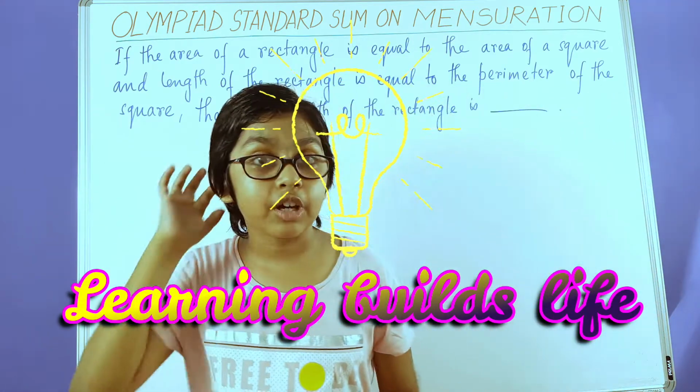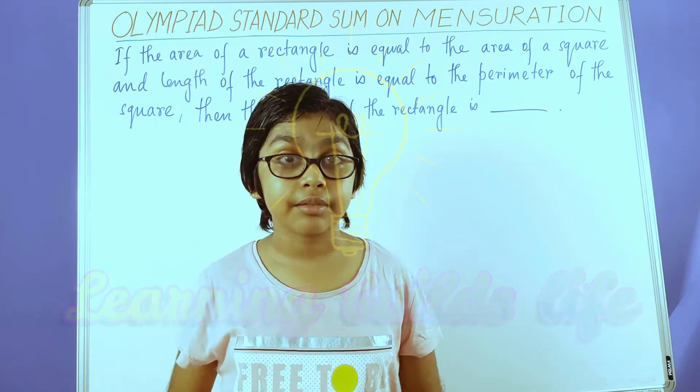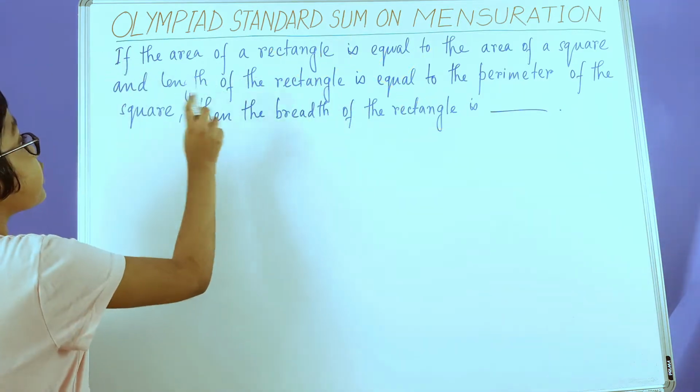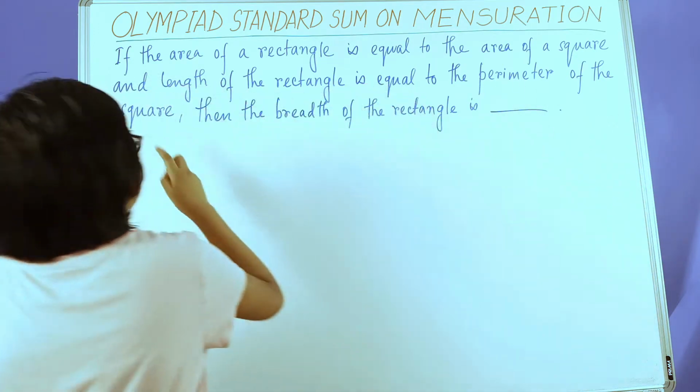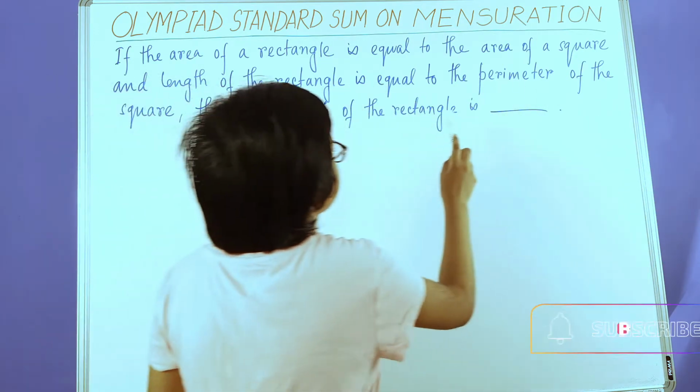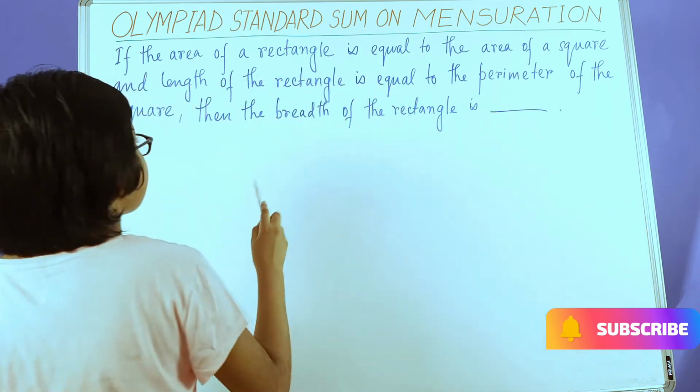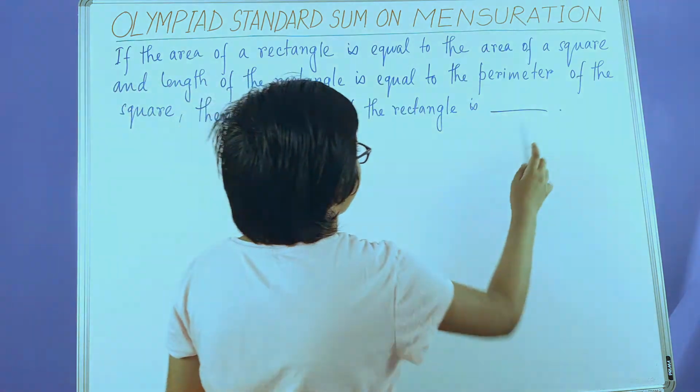Today I'm going to talk about an Olympiad standard sum on mensuration. I'm going to read the sum before we can begin. If the area of a rectangle is equal to the area of the square, and the length of the rectangle is equal to the perimeter of the square, then the breadth of the rectangle is what?